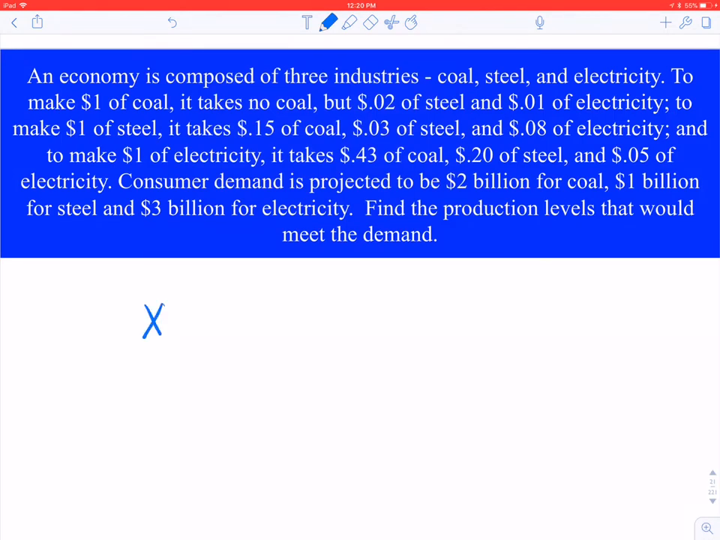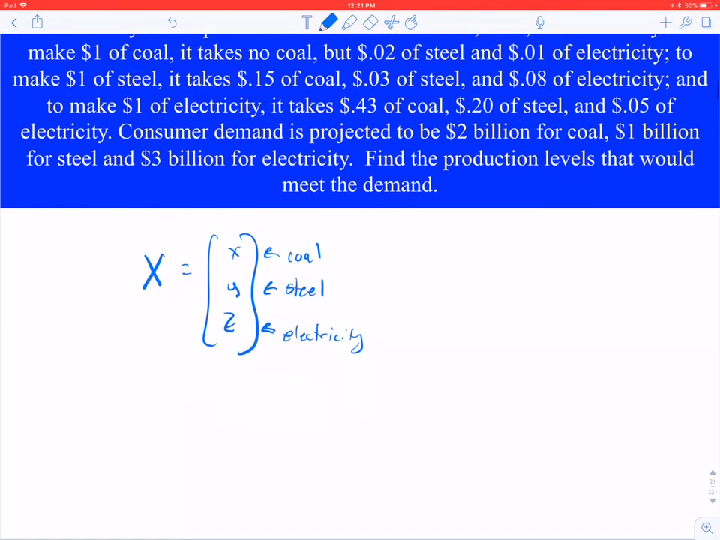So say we want to produce X amount, and what this is referring to is we have our X, Y, and Z. So this is how much coal, this could be coal here, this would be steel, and whatever the third one is, electricity. How much of each one to produce, okay? So this is variable matrix X.